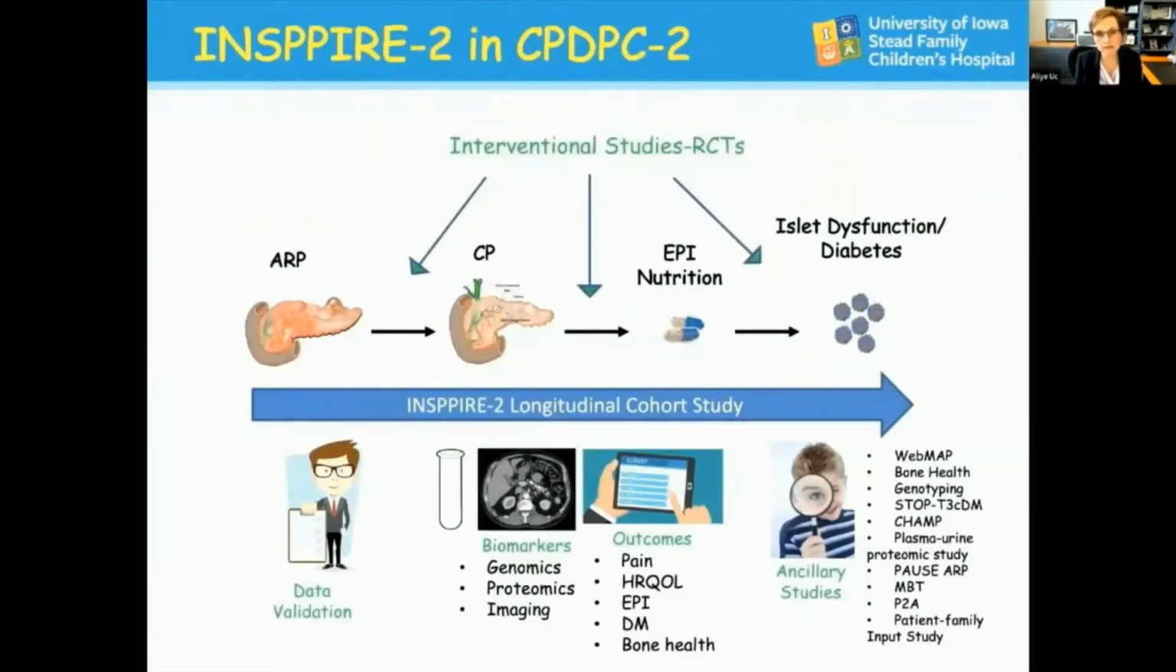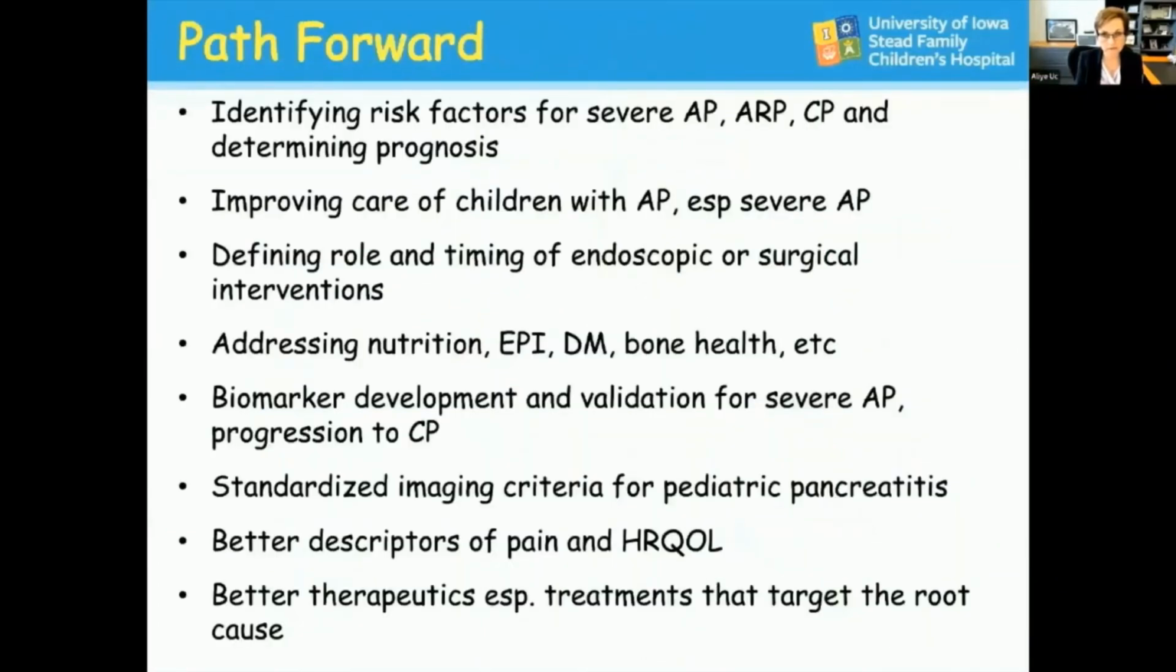So looking at the INSPIRE-2 within the consortium, this is our cohort. We would like to follow those patients over time, and we would like to develop interventional studies to make sure that we can have an impact over time on the disease progression, make sure that we have biomarkers that we can develop, look at the outcomes, and have ancillary studies that understand diagnostics and therapeutics to improve the lives of the children with these diseases.